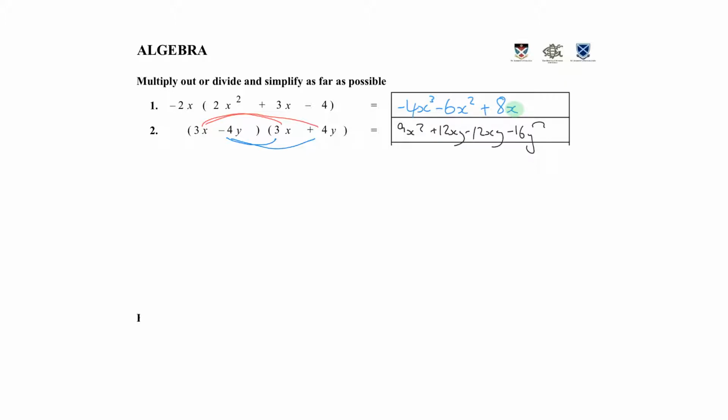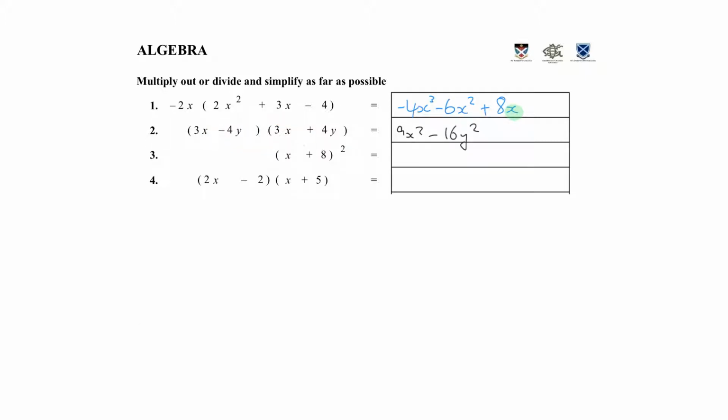These two terms in the middle are like terms, so we can add them. So 12xy minus 12xy actually just gives us 0. So our final answer is 9x squared minus 16y squared. I've written that terribly, so let's rub that out and write it a little bit nicer. Minus 16y squared. And you may pick up that that's a difference of 2 squares, so you can go straight to that if you can.